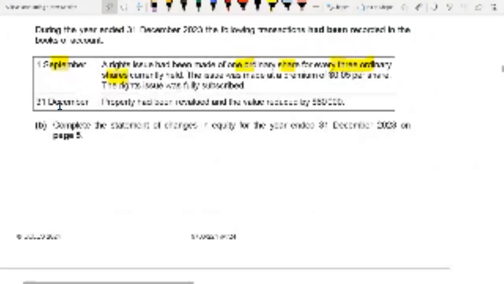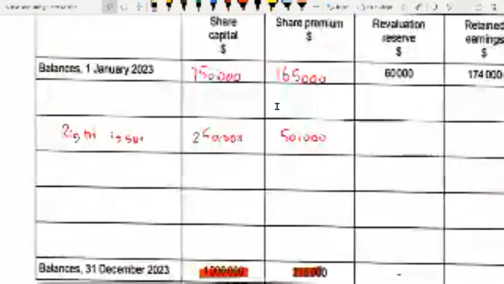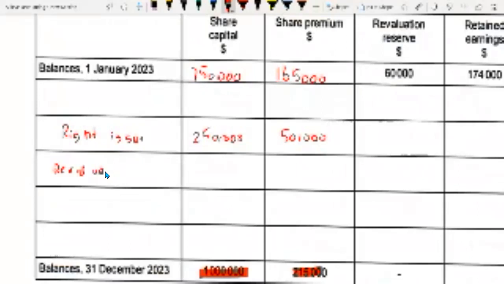If you see, there is one more entry here: value reduced by $60,000. So if your value is reduced by $60,000, you have to deduct it from the revaluation reserves. So revaluation of property. We have to deduct this because it has reduced. Okay, let's see the other one.